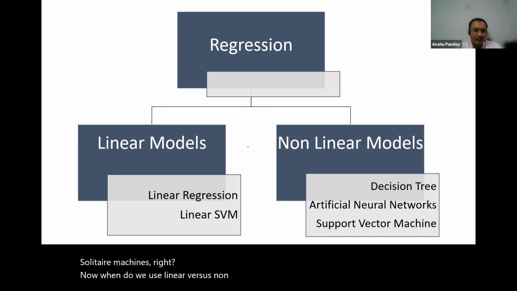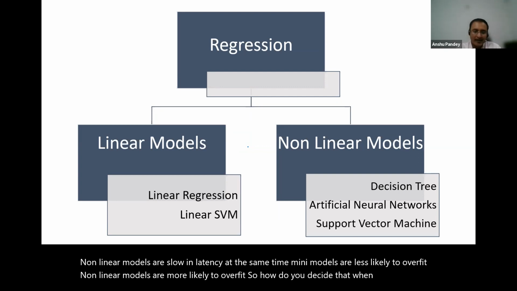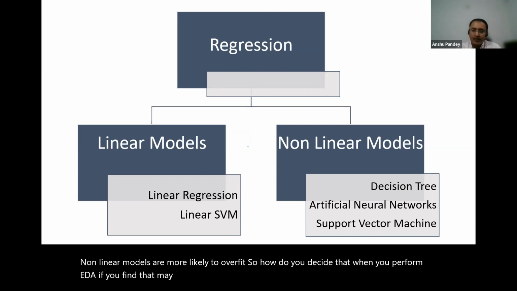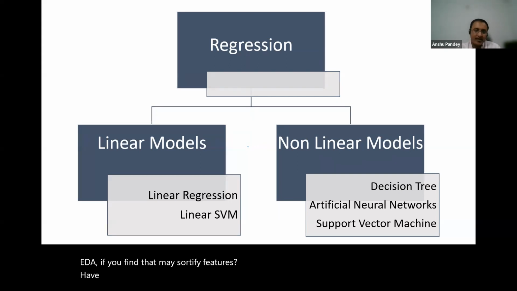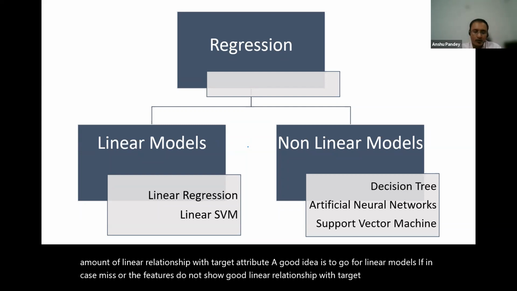Linear models are comparatively faster. Non-linear models are slow in latency. At the same time, linear models are less likely to overfit, while non-linear models are more likely to overfit. So how do you decide that? When you perform EDA, if you find that the majority of your features have good correlation with the target attribute, that means there's a good amount of linear relationship with the target attribute, and a good idea is to go for linear models. If the majority of the features do not show a good linear relationship with the target attribute, a good idea is to go for non-linear models.